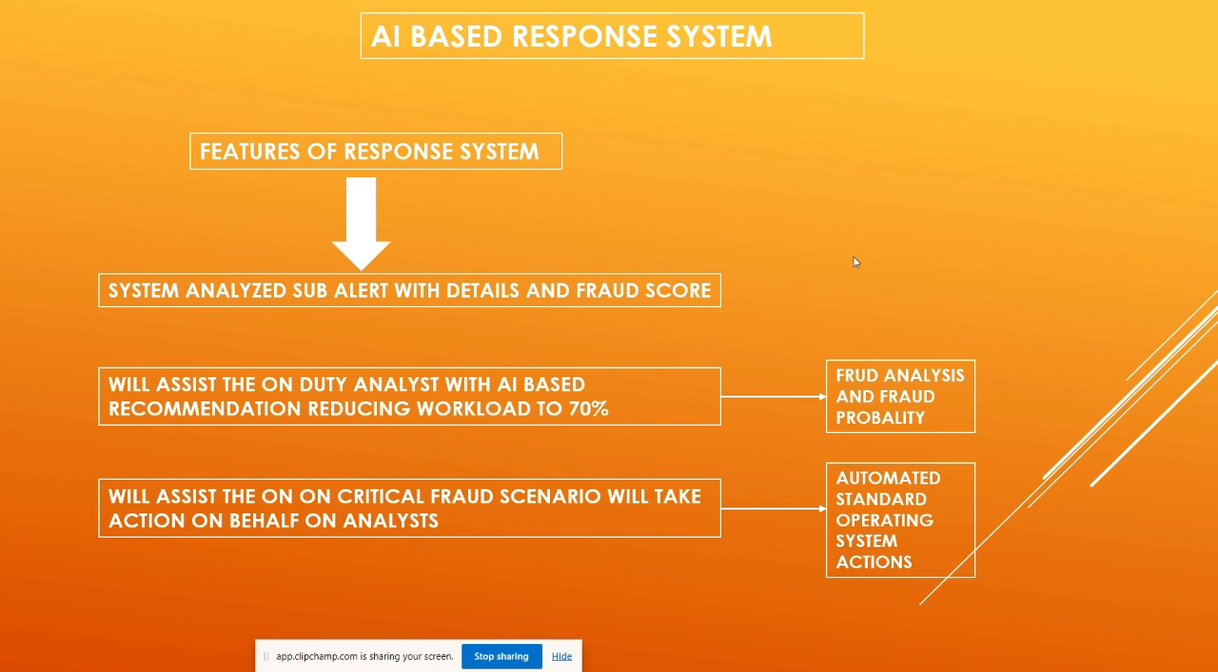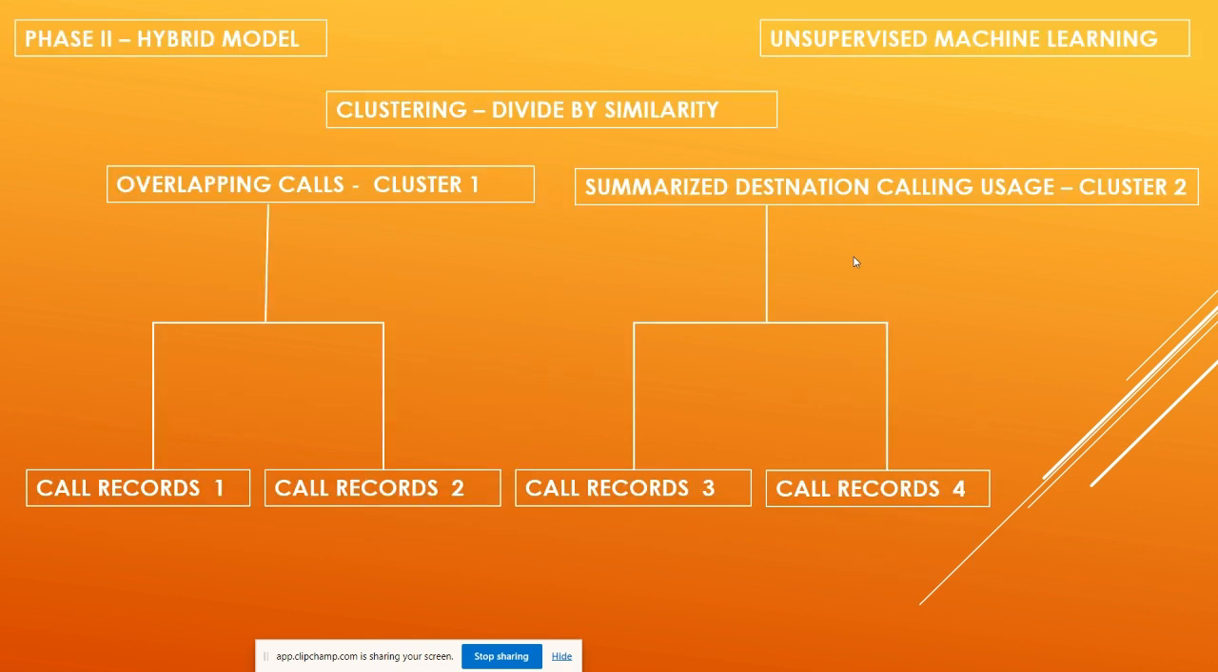The third one is that it will assist on the critical fraud scenario and take action on behalf of the analyst. I told you about parallel callings and international calls with context, which is a very high fraud scenario. For some automated actions that we tell the system to take, the system will take them on behalf of a human touch. Okay, let's move to the next slide.